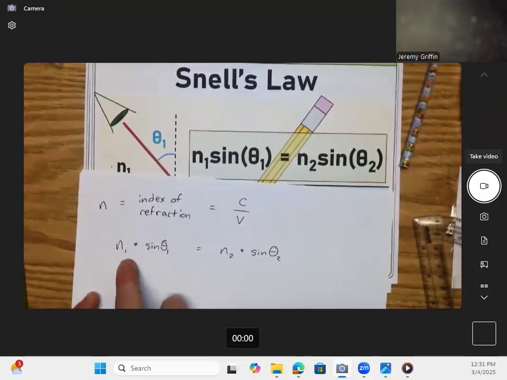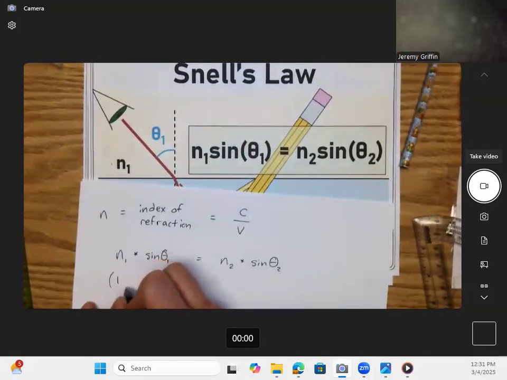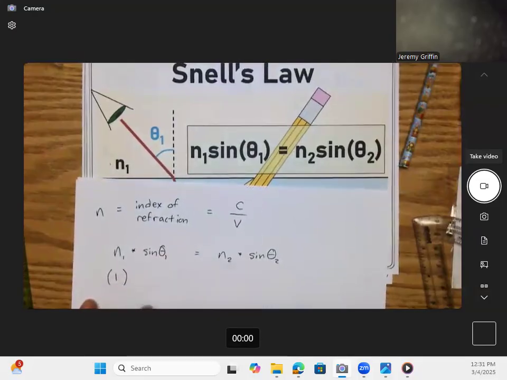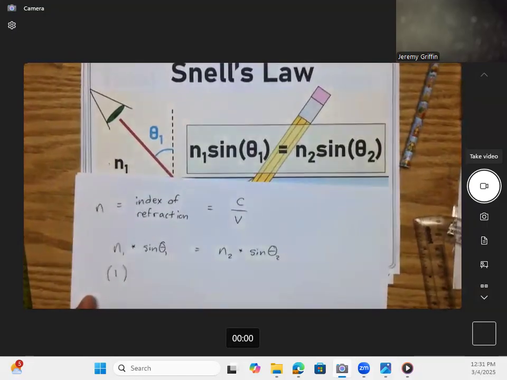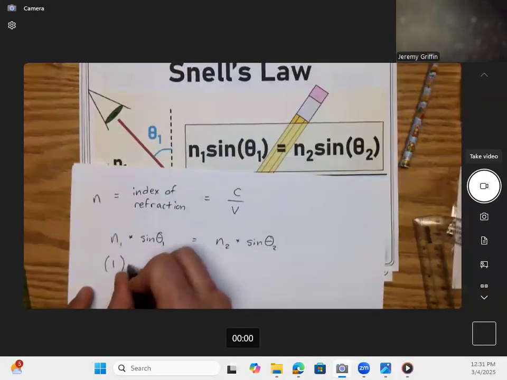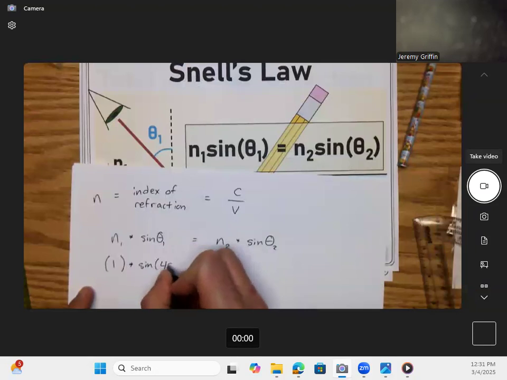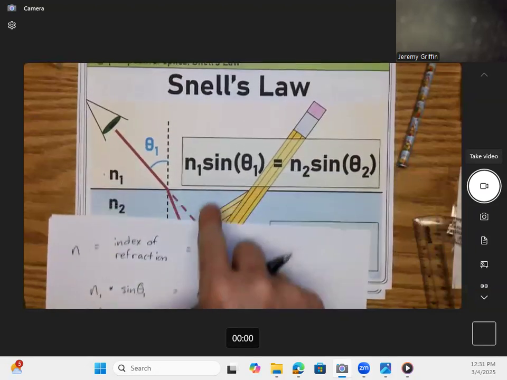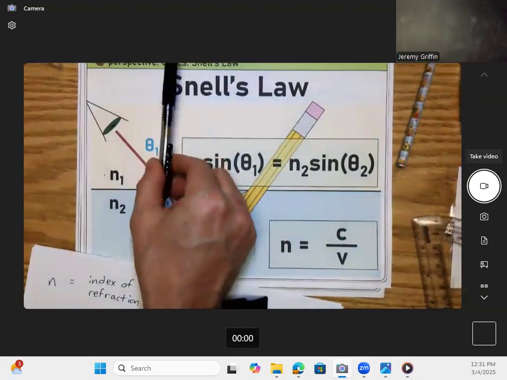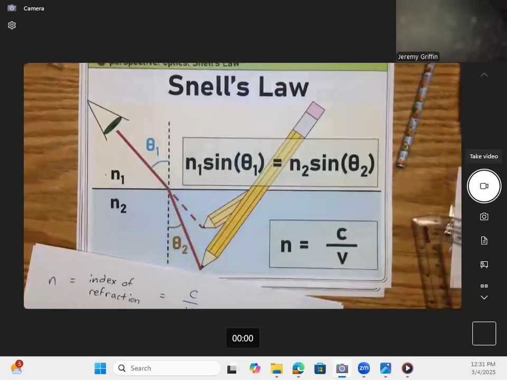Now, for this n1 on the side of the air, the index of refraction of air is really, really close to 1. It's like 1.008, I think, but I'm just going to call it 1. So light refracts a little bit going from the vacuum of space into the atmosphere. Then for sine, I'm going to put 40 degrees right here. Remember where I got 40 degrees? I got it by measuring this angle with a protractor, with respect to this normal line, which you guys are going to do later today.